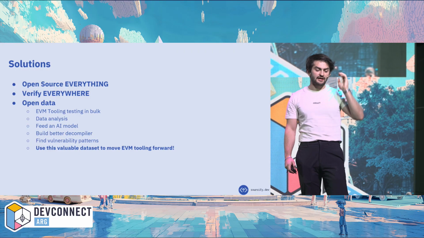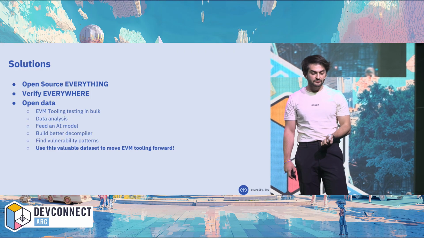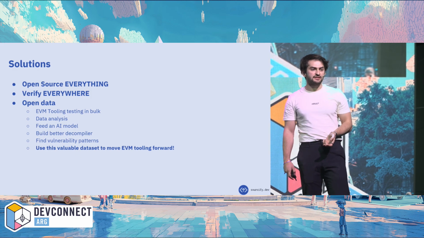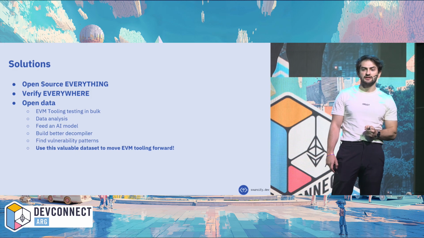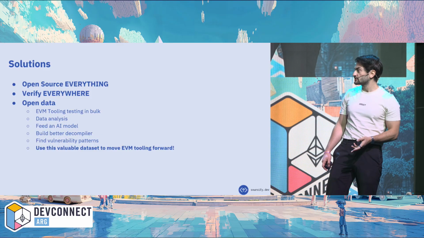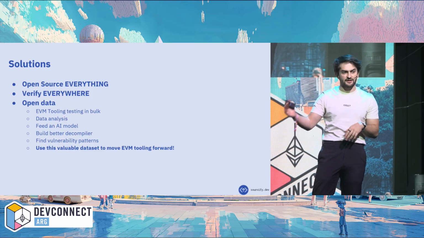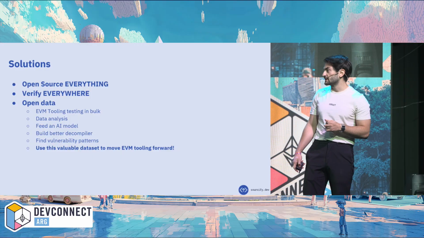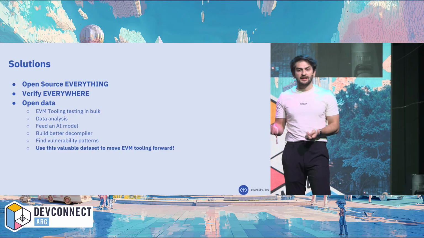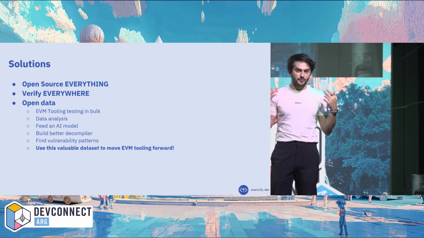Another possibility is to find vulnerability patterns. Imagine a security pattern is found. You can do a search on the whole data set and see which contracts are actually affected, and that would make things quite a bit easier. So these are the only things that I can think of, top of my mind.